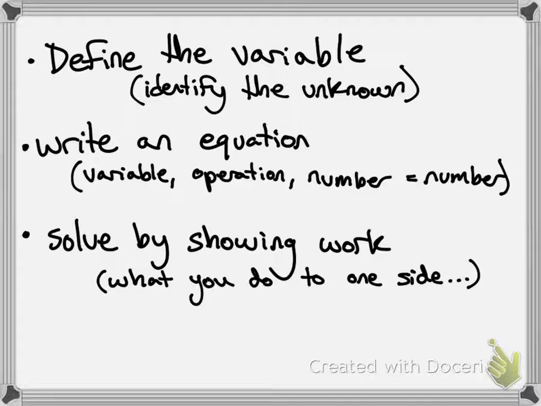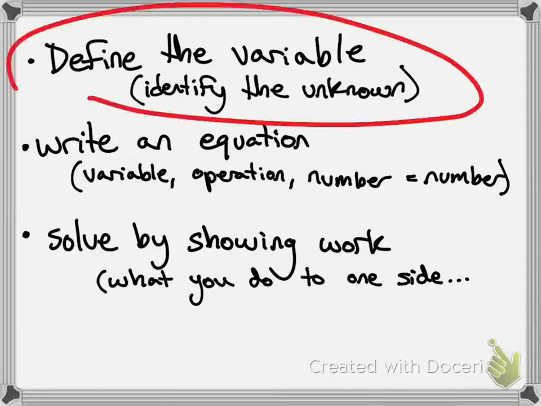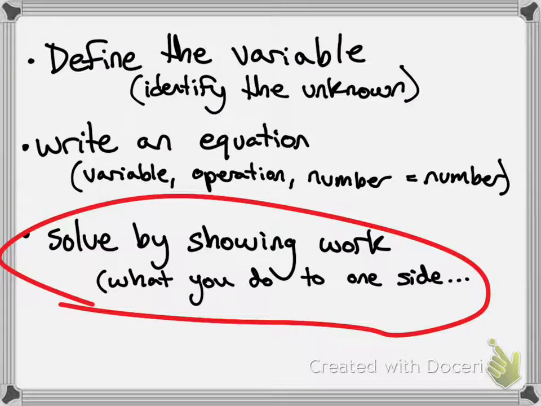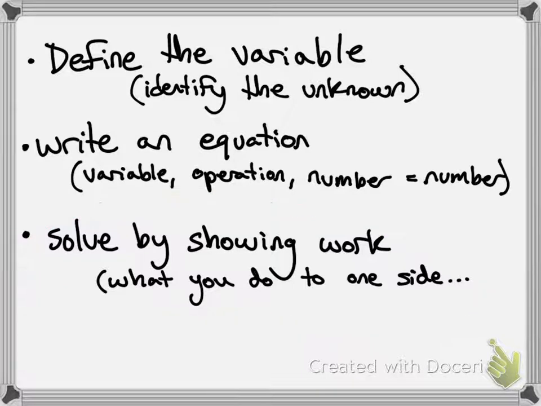Each one of these is worth 1 point per question. There are 8 questions, which means that just by telling me what is the unknown, what are we looking for, you get 33% of the test already. Just by solving, showing your work, because we already know the answer, that's another 1/3 of your test. And then writing the equation is our last third.